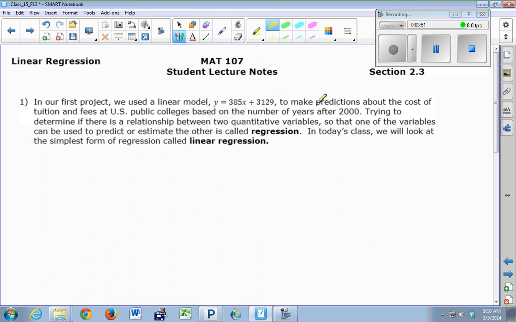That one variable can be estimated. So that one of the variables can be used to predict or estimate another is called regression. This class will look at the simplest form of regression. Again, we're learning all of this mathematics so that we could perhaps someday either do some research or look at a journal article, whatever field you're in, and understand what models are.